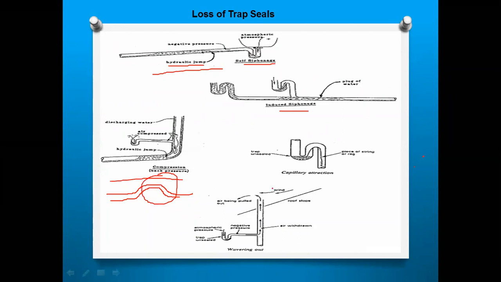Next, see the wavering out. So this is a negative pressure passing out, which is towards the atmosphere. It is going here and it is going to the roof slope where the windy seasonal winds are coming and making the air polluted. These are the air withdrawals.